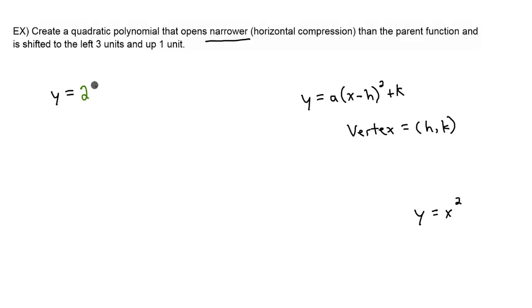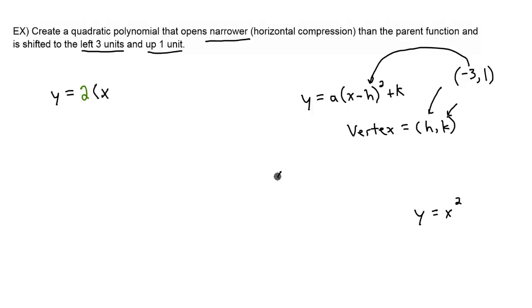And then I'm going to continue with what I need to put in parentheses. So it's going to be x. And now let's figure out what that vertex is going to be. It looks like we're shifting it to the left 3 units. So if we're going to the left, my x value for h is going to be -3, and then we're going up 1 unit, so the k value, which is the y value, is going to be +1. So that's my vertex.